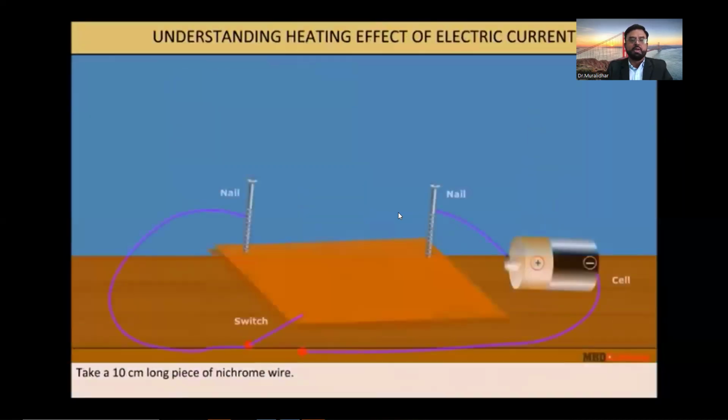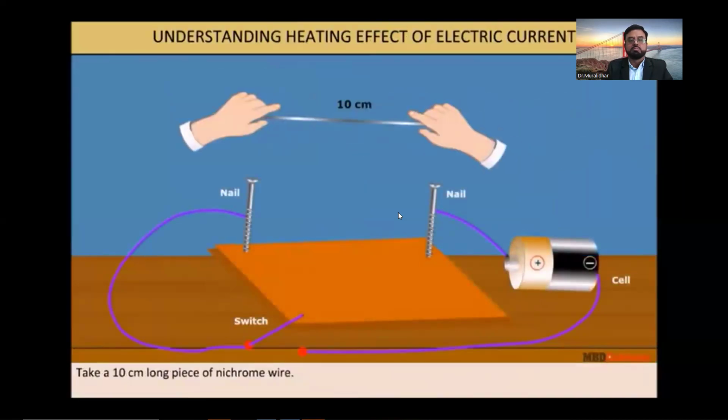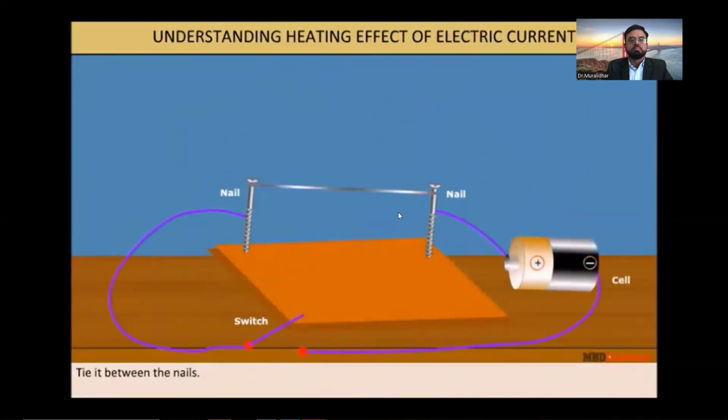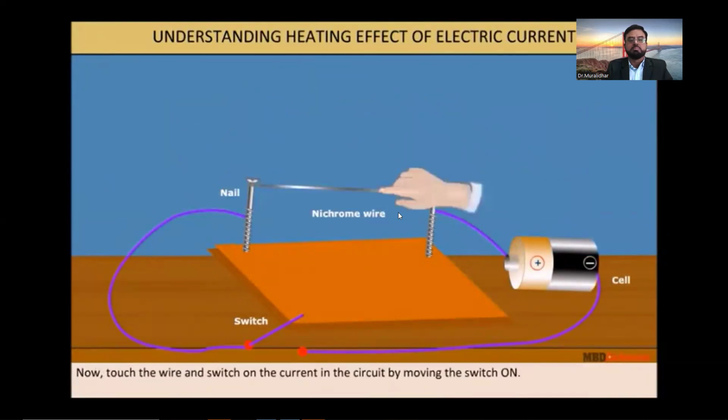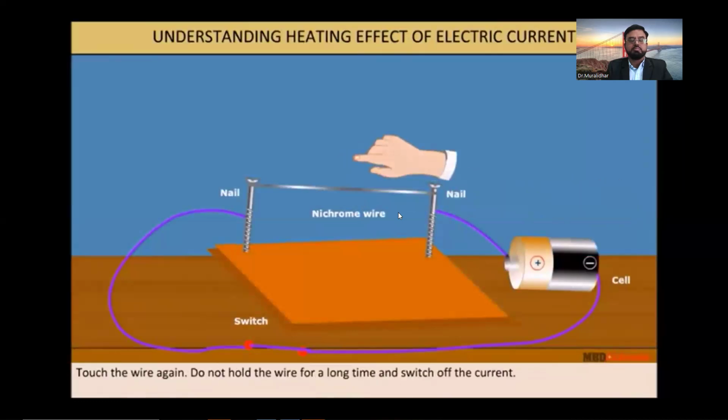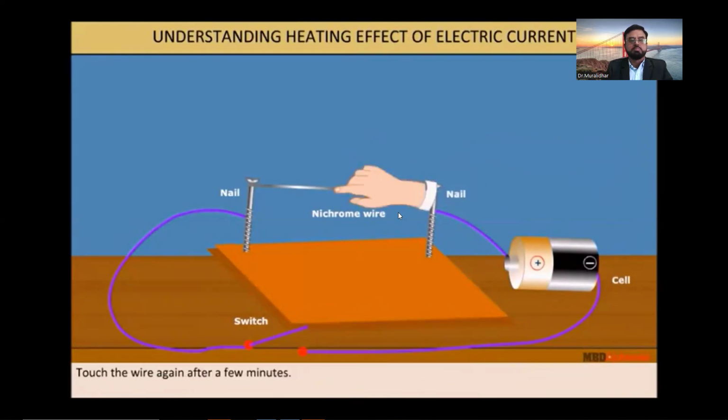Nichrome. Take a 10 centimeter long piece of nichrome wire. Tie it between the nails. Now touch the wire and switch on the current in the circuit by moving the switch to on position. Touch the wire again. Do not hold the wire for a long time and switch off the current. Touch the wire again. After a few minutes, we will observe that the wire becomes hot when an electric current passes through it. This is the heating effect of the electric current.